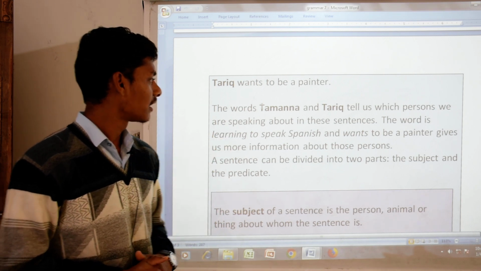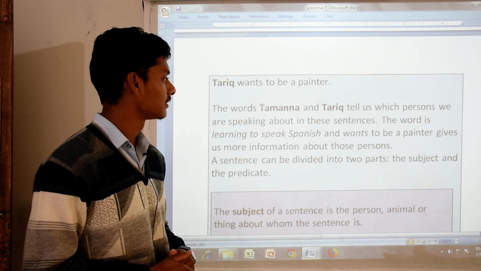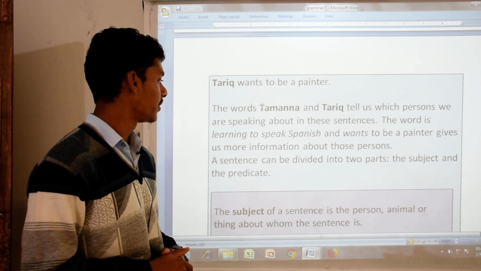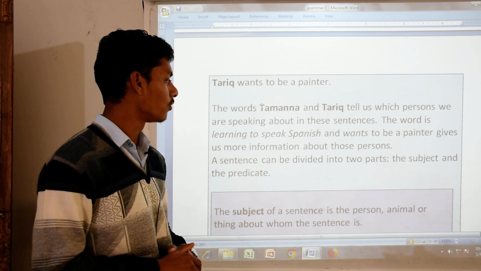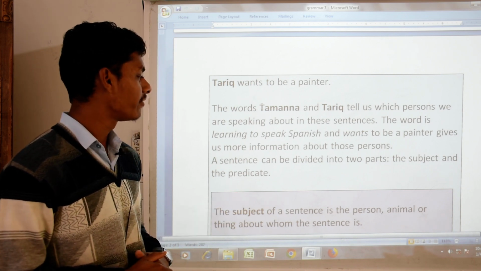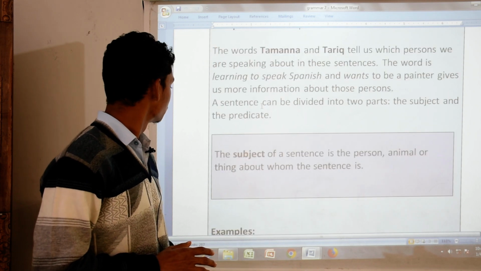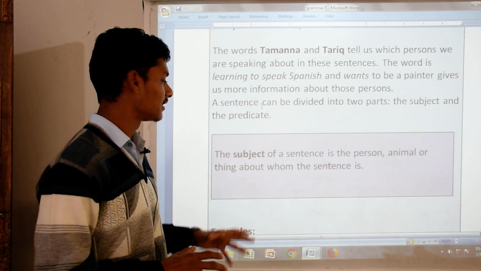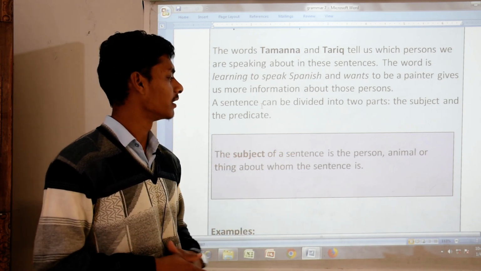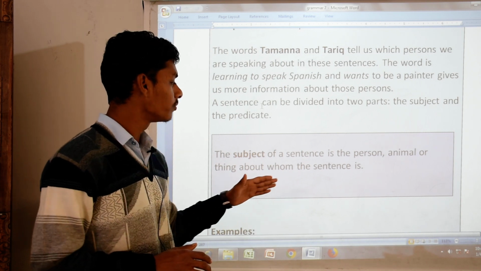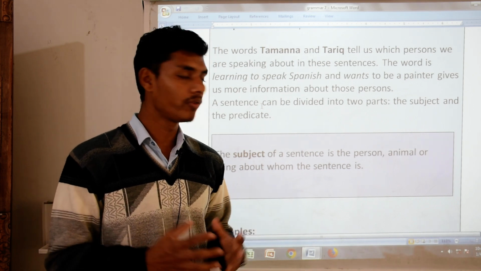The words Tamanna and Tariq tell us which persons we are speaking about in these sentences. The words "is learning to speak Spanish" and "wants to be a painter" give us more information about those persons. A sentence can be divided into two parts, the subject and the predicate. The subject is the name of the person, animal or thing about whom the sentence is.